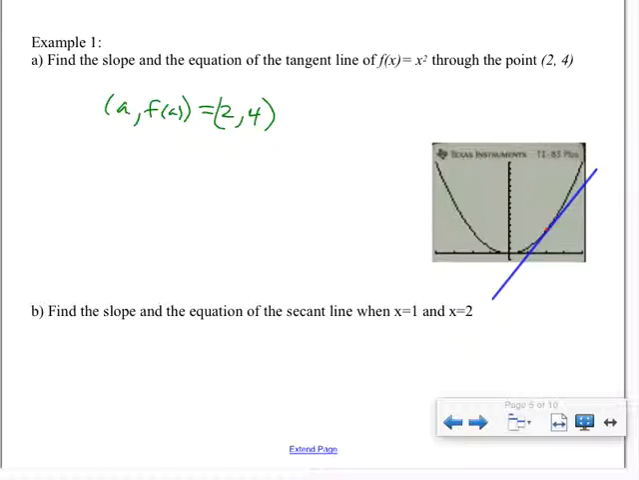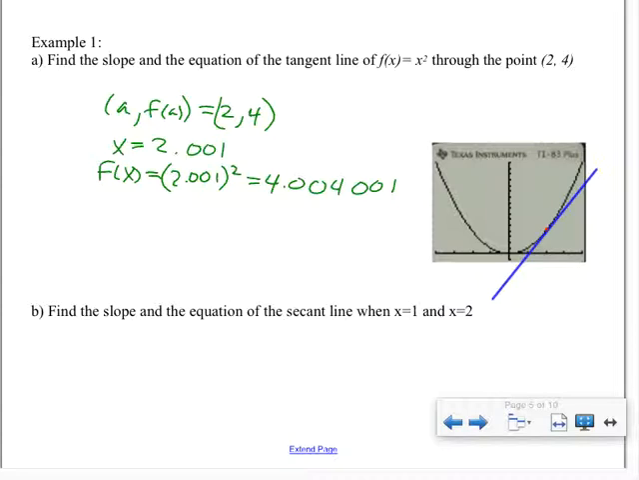Now, let's think about what we want to be. We need a point that is super, super close to our x value of 2, or our a value of 2. Let's call that super close point 2.001. That's pretty darn close. As we get super close, if we plug that x value into our function, 2.001 squared, we're going to be at 4.004001. I'm just finding something that is super close.